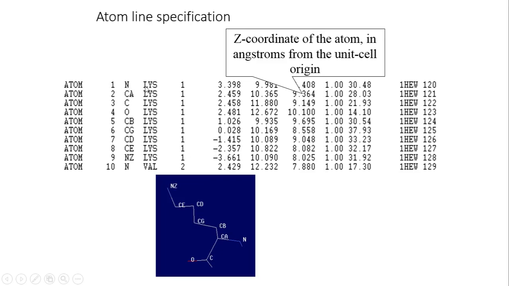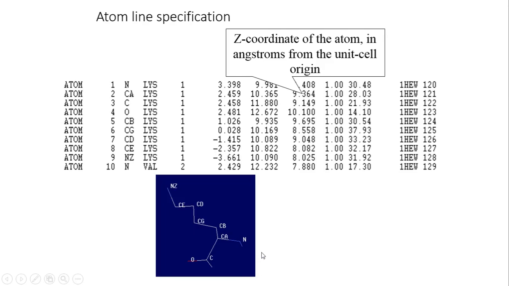Okay, this particular line is for this nitrogen. This particular line is for this C alpha carbon atom. This particular third line is for this carbonyl carbon atom. Fourth line is for this carbonyl oxygen atom. Fifth line is for this C beta carbon atom, and subsequently till you reach the terminal atom of your side chain.